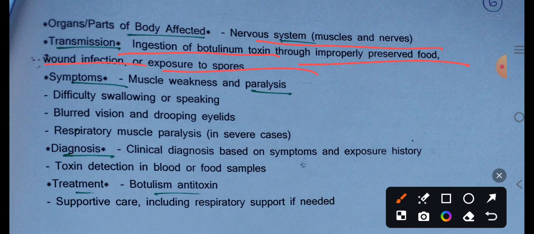Symptoms include muscle weakness and paralysis, difficulty in swallowing or speaking, blurred vision, drooping eyelids, respiratory muscle paralysis in severe cases. Diagnosis. So clinical diagnosis based mainly on the symptoms and exposure history. Toxin detection in the blood or food sample can also be checked. Treatment involves botulism antitoxin. Supportive care includes respiratory support if needed.